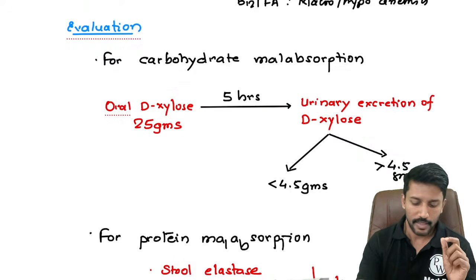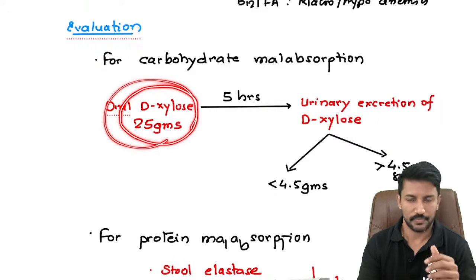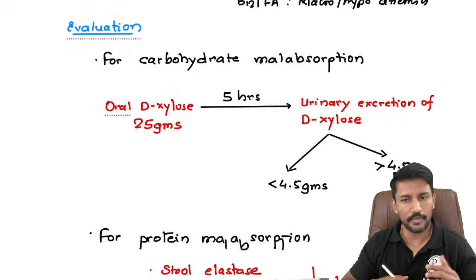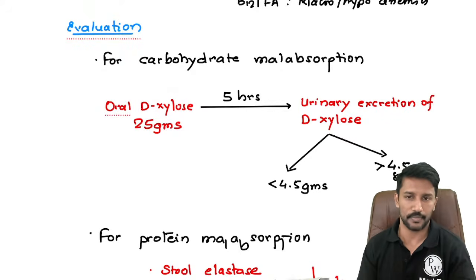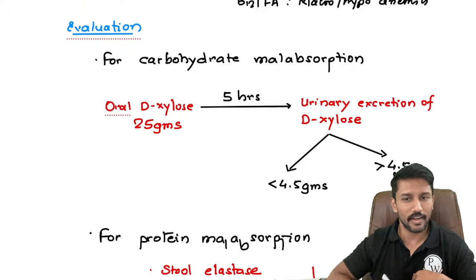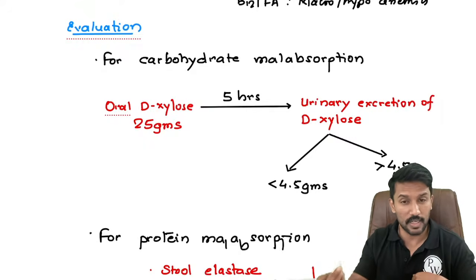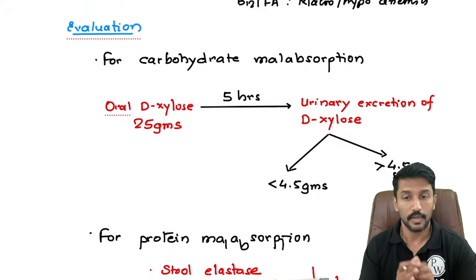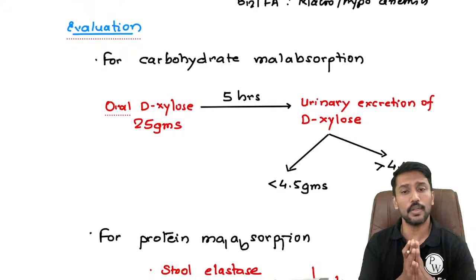See, remember, if there is malabsorption, I will not be able to absorb much. So if nothing is going to my blood, I will not be able to excrete much in urine. How do I excrete? First, I have to absorb it. Then that absorbed substance goes to the kidney through blood circulation, and then the kidney excretes it, right? But why can't I use glucose?